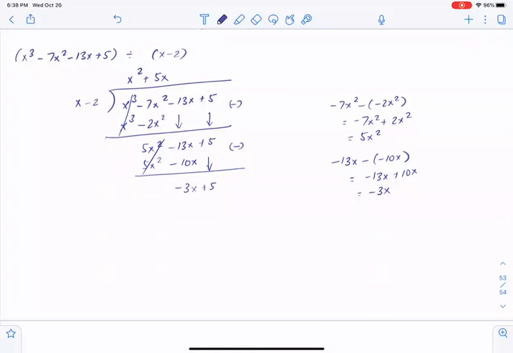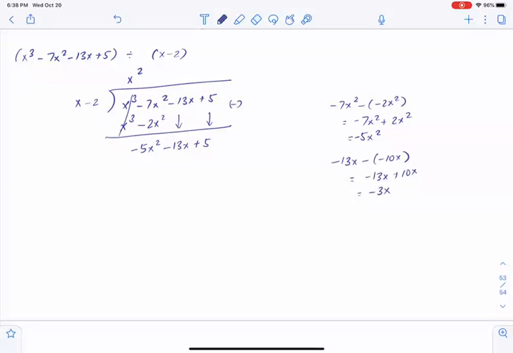Ah, I see. I did make a mistake here. So negative 7x squared minus of minus 2x squared. I wrote it on the side and still got it wrong. Minus 5x squared minus 13x plus 5.